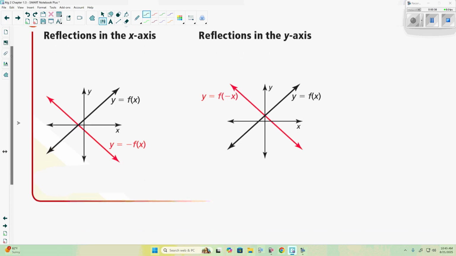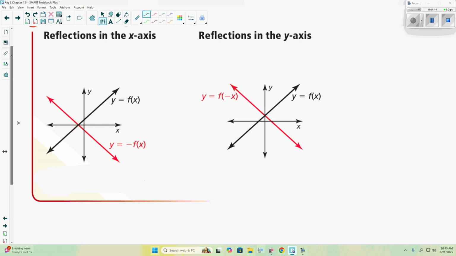I believe this is where we stopped yesterday. Now, we talked about vertical translations, moving a function up and down. And our general form for a vertical translation was f of x plus k, where k is the amount we move the function up or down. And then we did horizontal translations that move the function left or right, and our general form was f of x minus h.